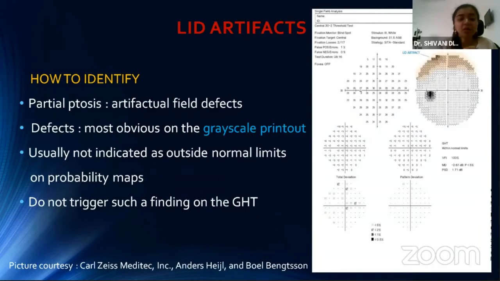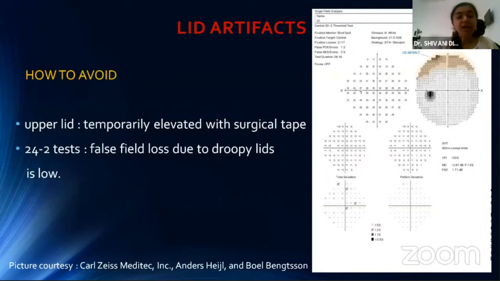Usually, these errors are not indicated as outside normal limits on probability maps, and they do not trigger an abnormal finding on the GHT. These artifacts can be easily avoided by temporarily elevating the upper eyelid with surgical tape while the test is being performed.